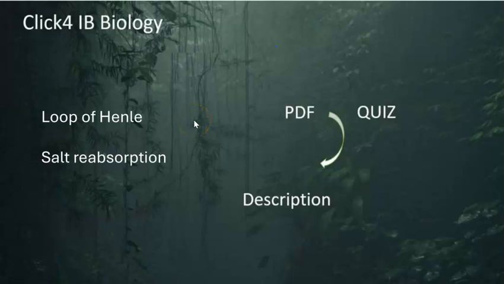We're studying D3.3, the homeostasis section of the syllabus. We're looking at the kidney, and we've moved on in our study of the kidney to now consider the loop of Henle and salt reabsorption.